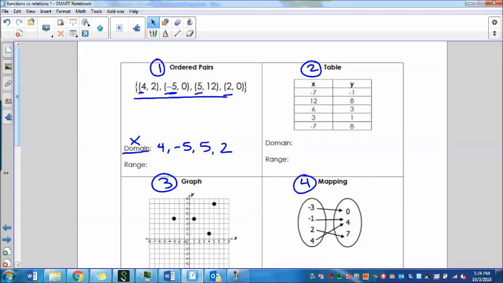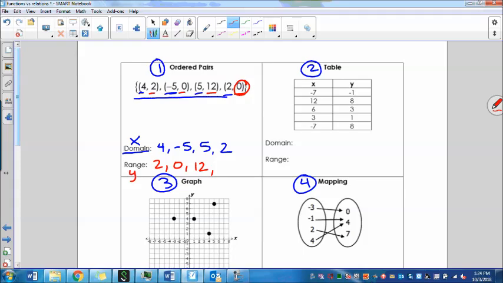For the range, we have our y values. So here it'd be 2, 0, 12. And then our last one is another 0. Here's where we should follow some rules. We're not going to write another 0. If there's more than one of the same number, we just write it one time, not twice. So even though we have 4 y values, we have another 0, we're only going to write 3 because we have 0 twice.